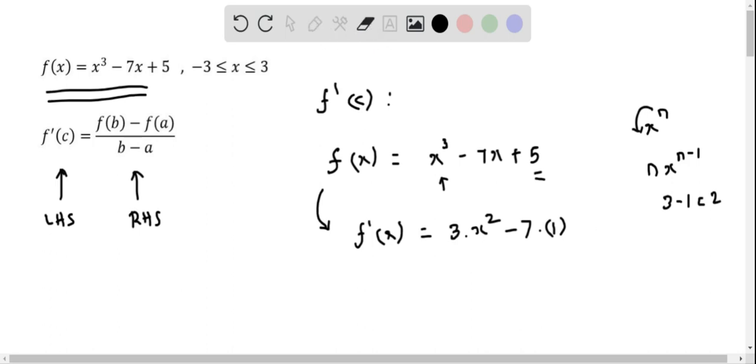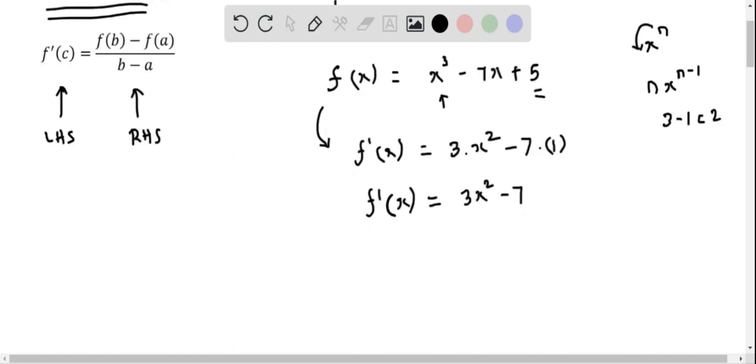So we basically get 3x squared minus 7. This is the expression for f prime of x. Now replace c in this expression. So we will replace x by c. This gives f prime of c equals 3c squared minus 7. So let's call this equation 1.